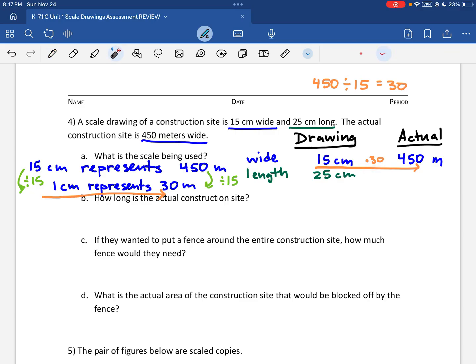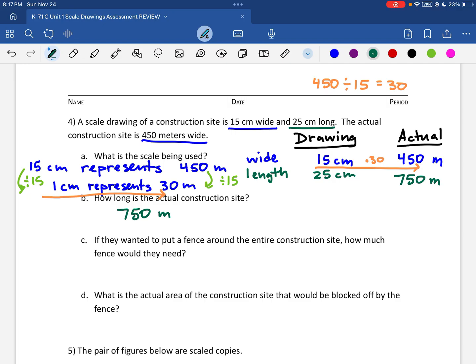So what am I going to do with this 25? I'm just going to multiply it by 30. Let's get our calculator to do that. And I'm typing in 25 times 30 is equal to 750. Again, remember, we're measuring in centimeters in the drawing, so in the actual, I'm changing that unit of measure to meters. How long is the actual construction site? 750 meters.